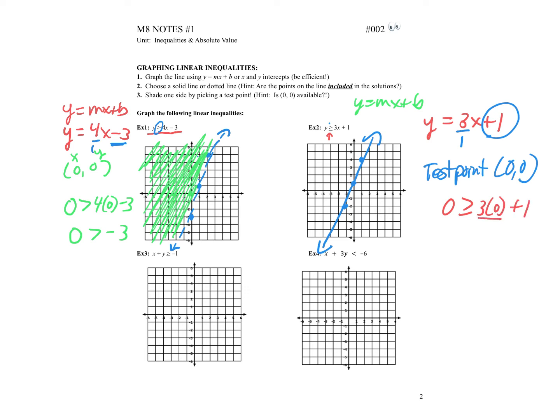3 times 0 is 0. So 0 is greater than or equal to 1. Is that true? Is 0 greater than 1? Well, that's actually false. So we're not going to shade (0, 0). We're going to shade the truth, and the truth happens to lie anywhere up here. And so you shade above the line, okay?